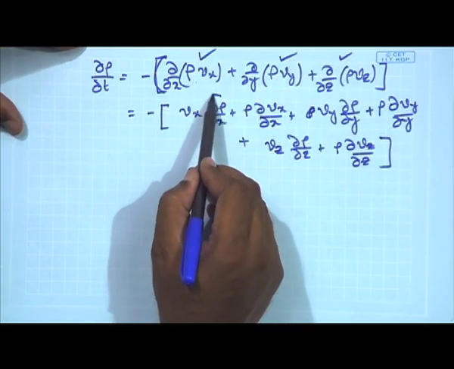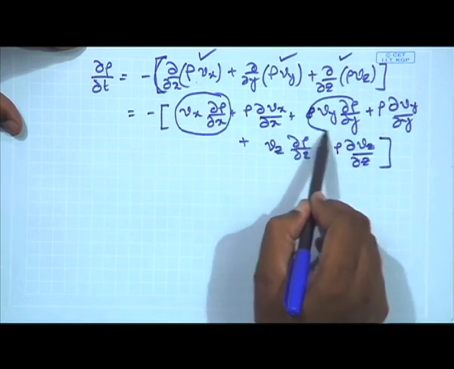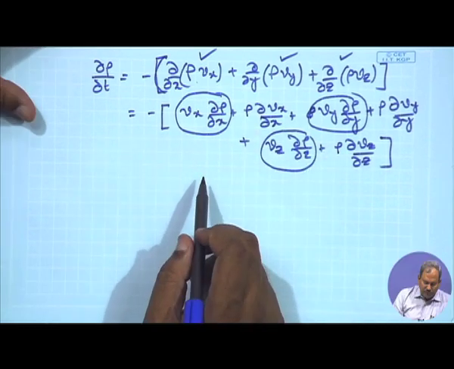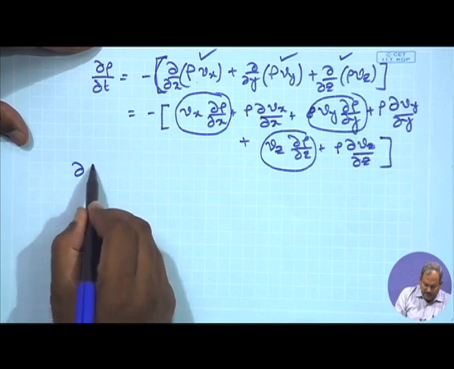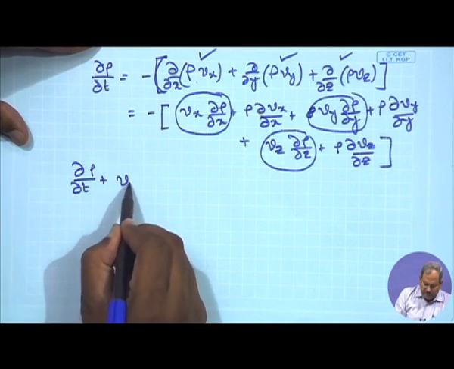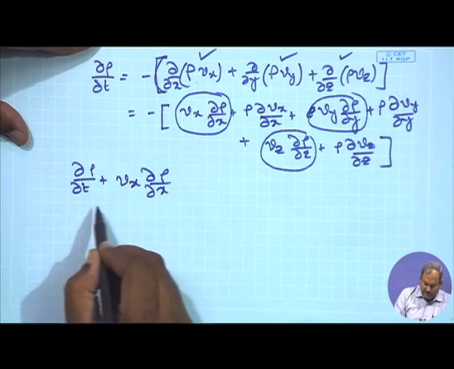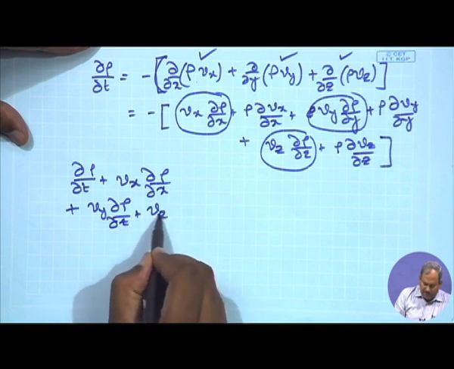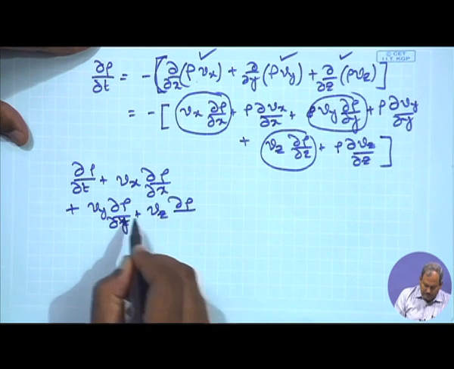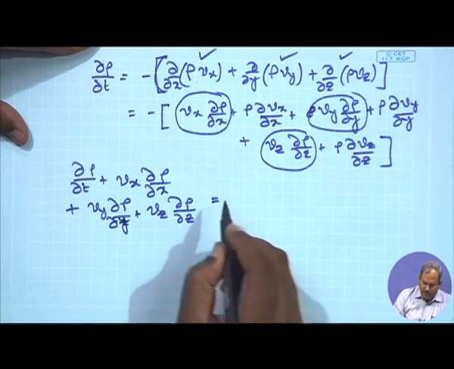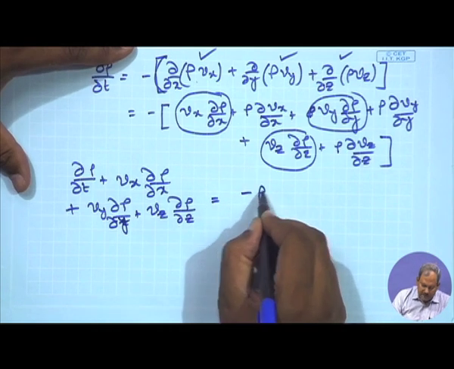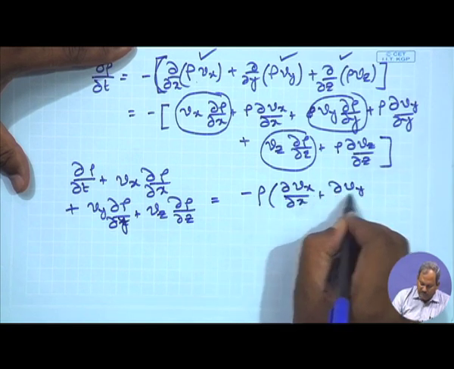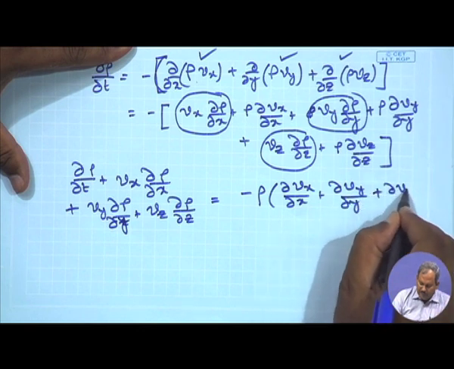Now, what I am going to do is bring this term and this term on the left hand side. So, if I bring these terms on the left hand side, it would simply be del rho del t plus Vx del rho del x plus Vy del rho del y plus Vz del rho del z, which is going to be equal to minus rho times del Vx del x plus del Vy del y plus del Vz del z.